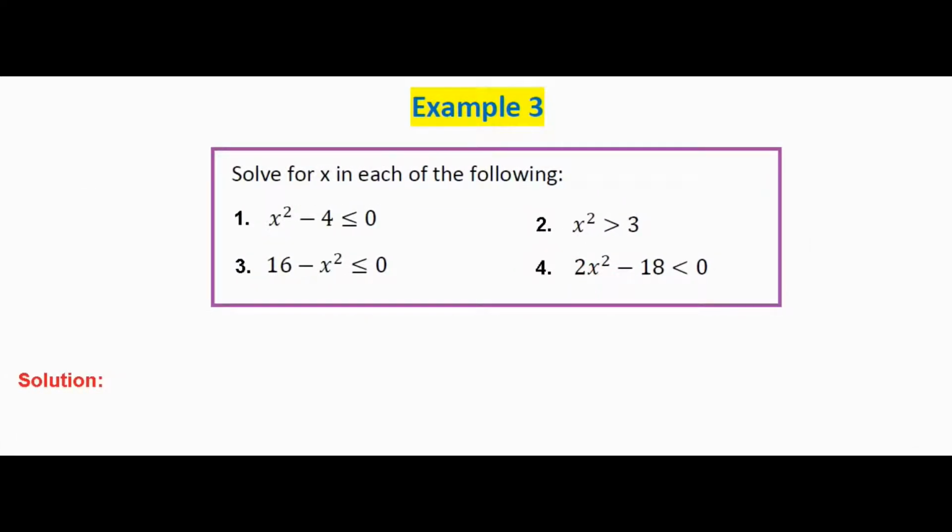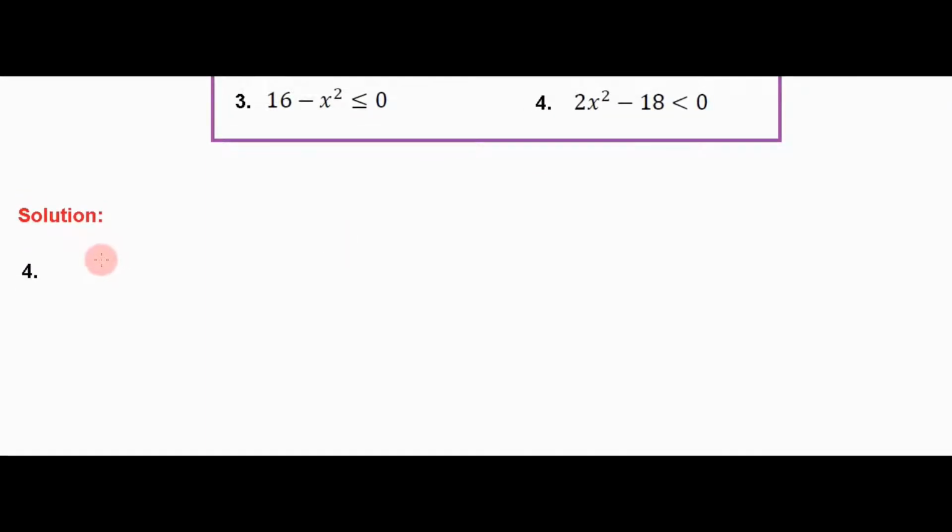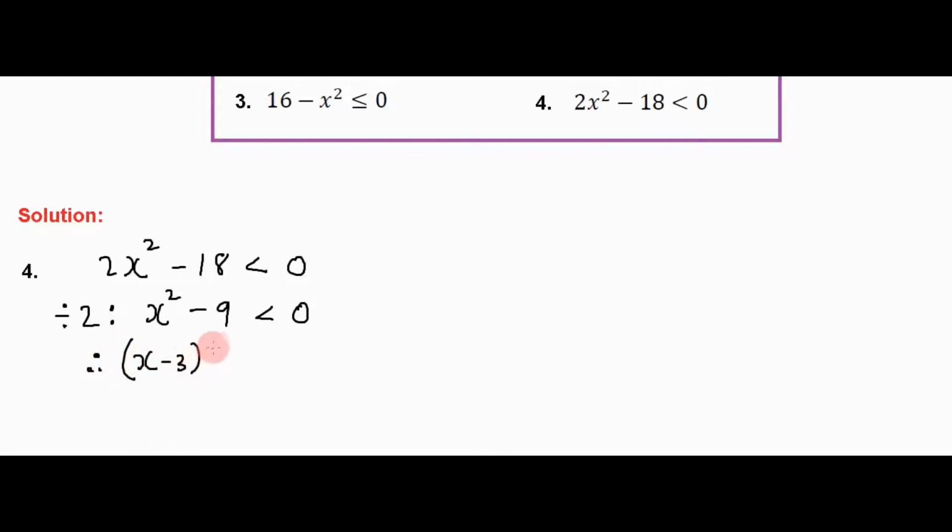Let's look at the last inequality here. So number 4, we have 2x squared minus 18 is less than 0. Now, we don't have a difference of squares on the left-hand side. We have a common factor of 2 though, so we can divide through by 2. And we get x squared minus 9 is less than 0. On the left-hand side, we now have a difference of squares. So we can factorize it as x minus 3 times x plus 3 less than 0.